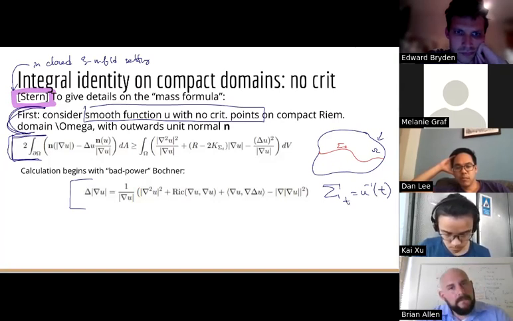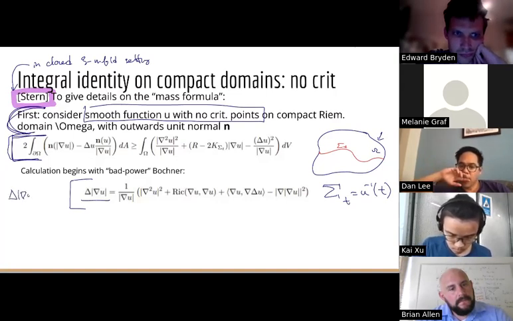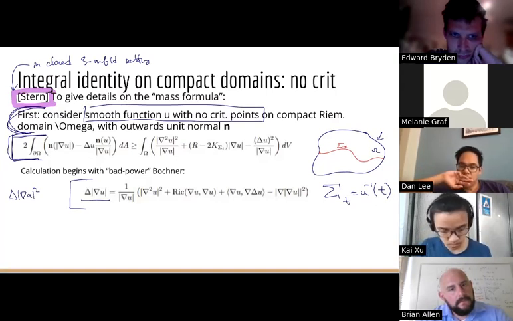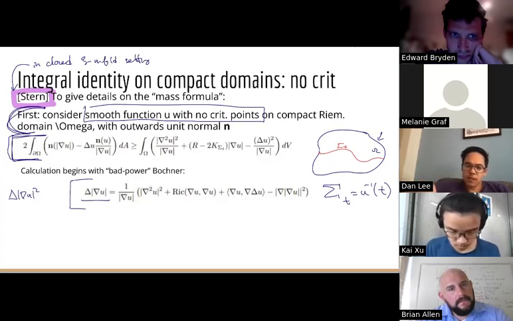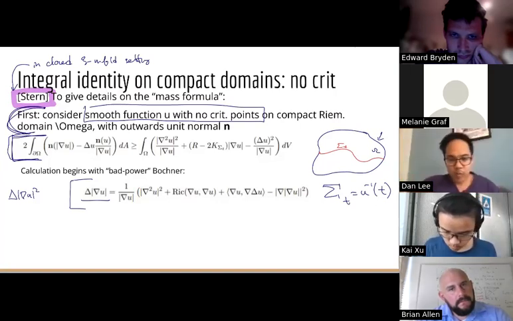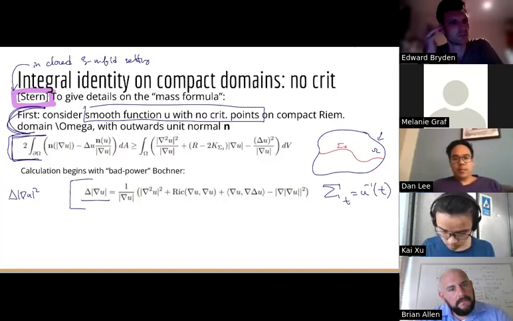But okay, so the idea starts with the following. Do the Bochner formula, except with a bad power. Usually the Bochner formula involves the Laplacian of the norm of gradient of u squared. But don't do that. Compute the Laplacian of just the norm of the gradient of u to the first power.